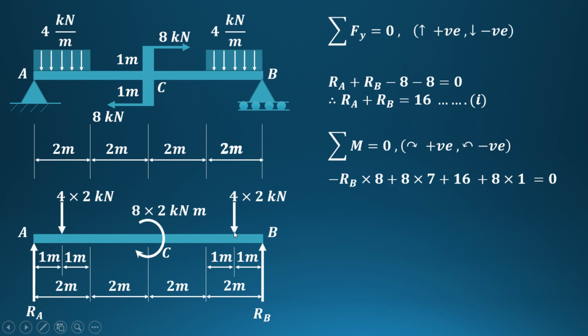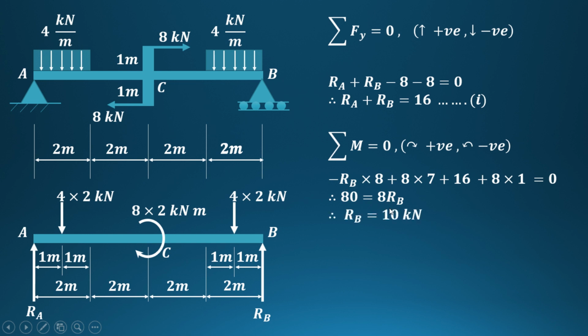This 4 into 2, 8 kN, will produce a clockwise moment about A, and the perpendicular distance from this point up to A is 2 plus 2 plus 2 plus 1, that is 7. So that is indicated here. 8 into 2, that is 16 kN meter, is already a clockwise moment that is acting. And this 4 into 2, that is 8, will produce a clockwise moment about A, so 8 into 1. The total is 8 into 7, that is 56, plus 16 plus 8, so the total is 80, and transferring the negative term, minus RB into 8, to this side.